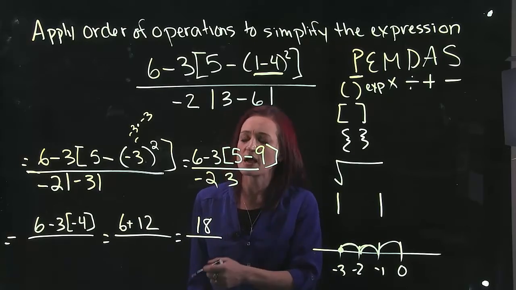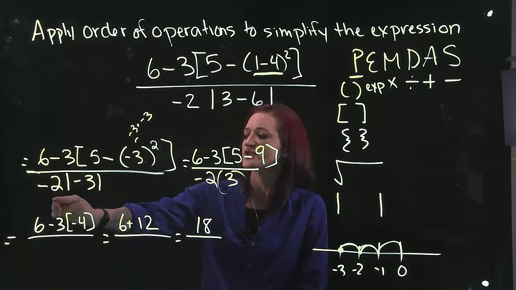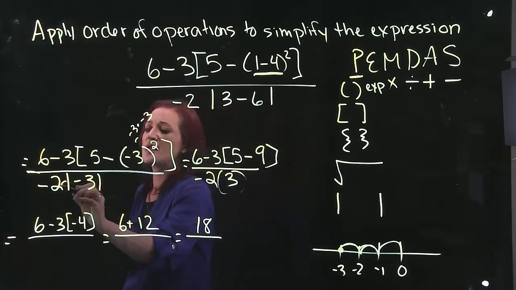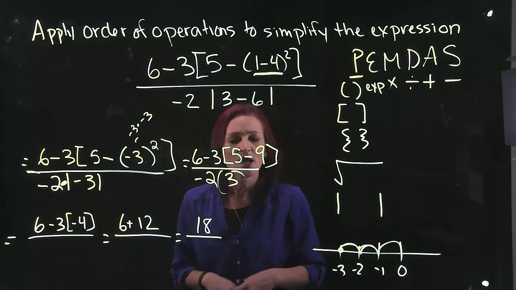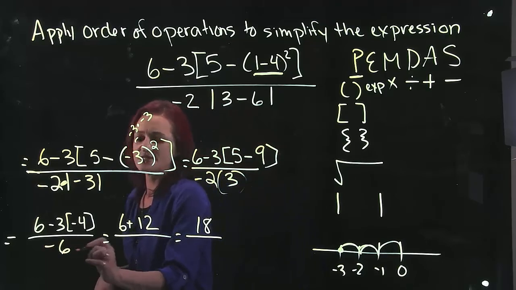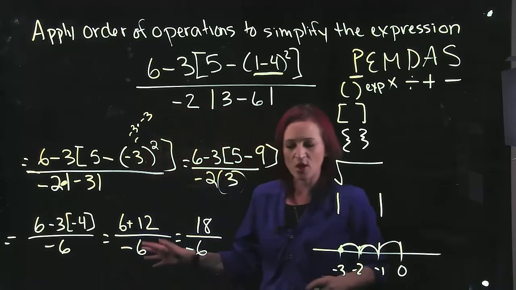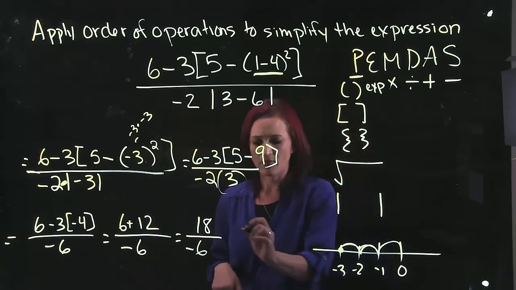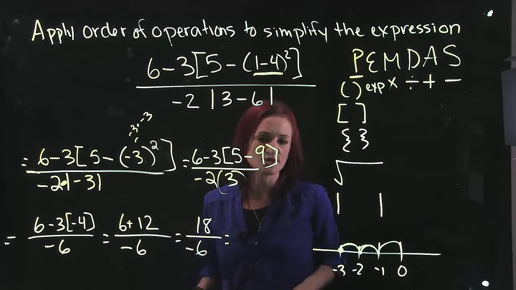And since we took care of the absolute value bars, this is now just a parentheses. This was negative 2 times the absolute value of negative 3. So now we have negative 2 times 3. And all we have left is that multiplication. So negative 2 times 3 is a negative 6. And since that's the only thing left in the denominator, we can go ahead and just move that on. Leaving us with 18 in our numerator, negative 6 in our denominator.